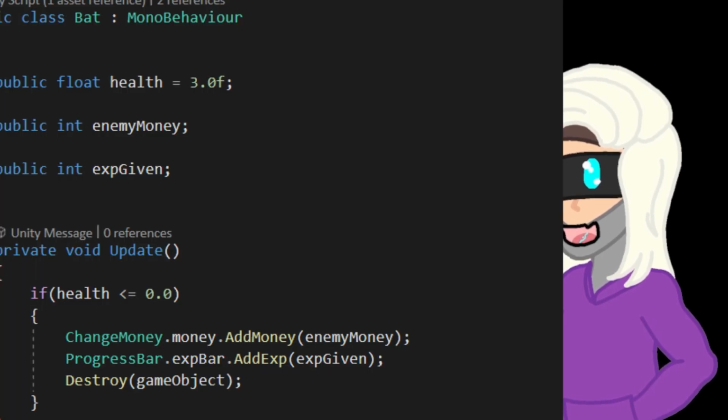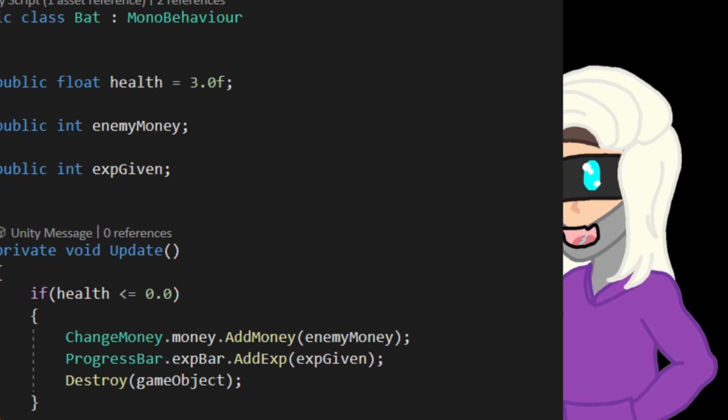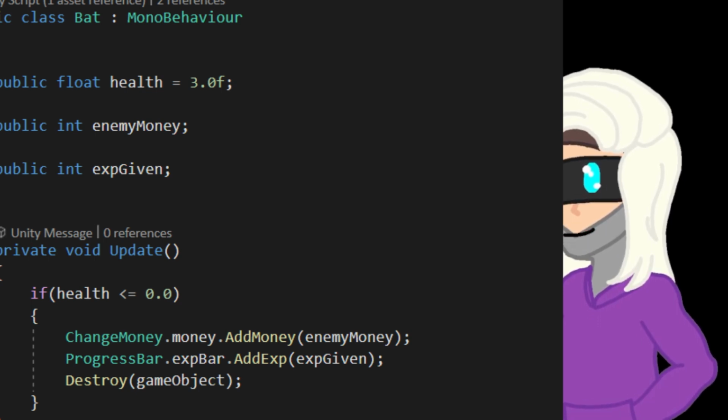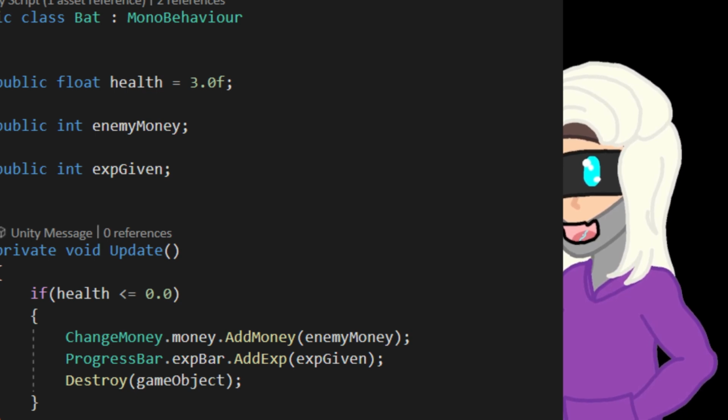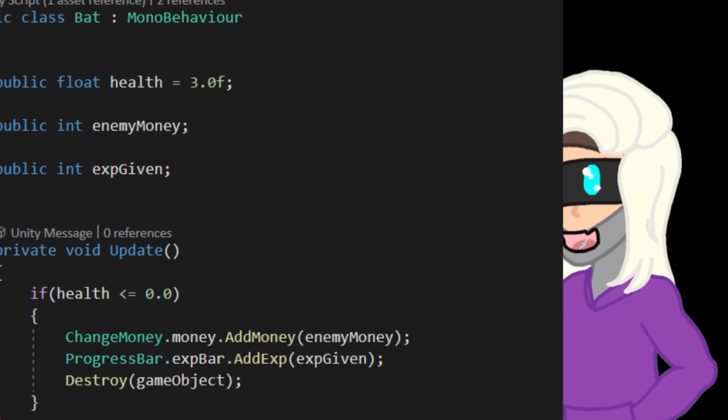Now, if you remember in the last video, we had a script called bat. You're gonna access that this time. And in the if statement that says if health is less than or equal to 0.0, I went ahead and called the instance for the XP. In order to call an instance, you need the name of the script, the name of the variable you assigned it under, and the function you want to access. So in our case, it would be ProgressBar.XPBar.AddXP, XPGiven. Now our XP bar will be constantly updating.